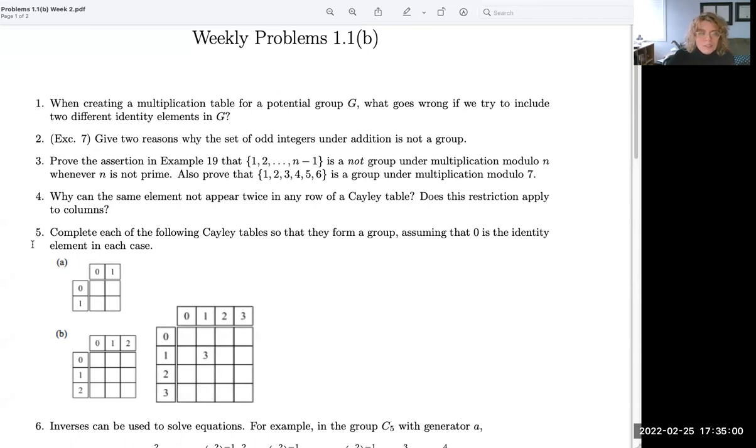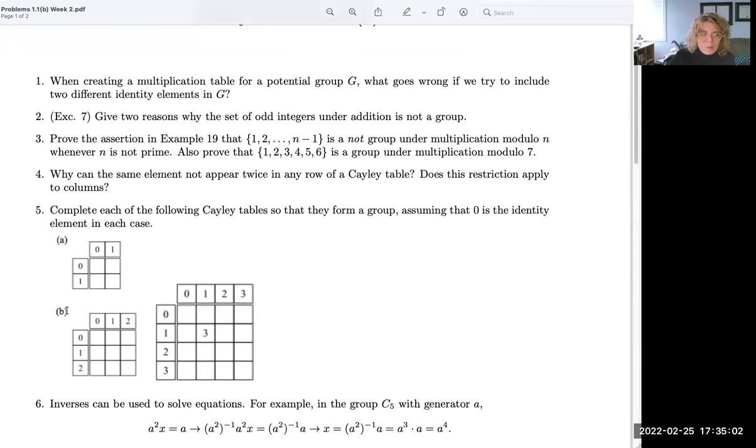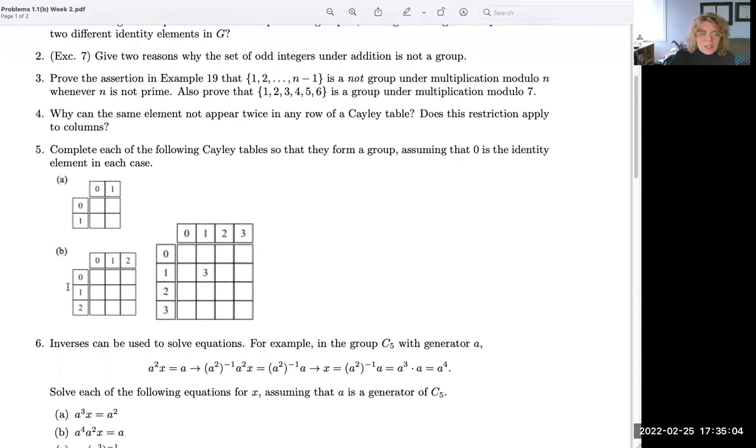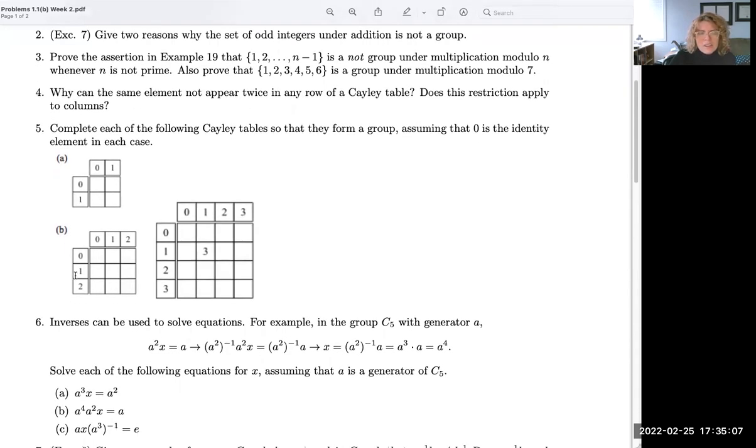Question number 5: complete the Cayley tables so that they form a group. Complete the Cayley tables, and I would give some indication of what the key points in your constructions were. You don't have to give all of the steps, but what were the sticking points, if there were any?